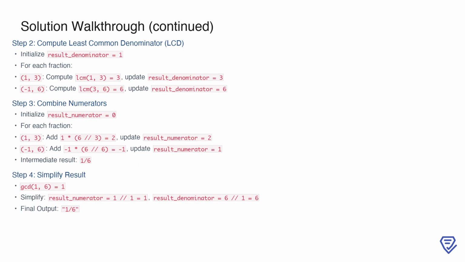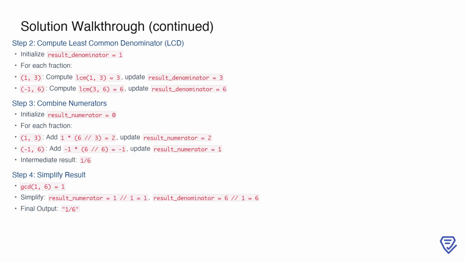To solve the example, we calculate the least common denominator. We start with result_denominator as 1. For the first fraction, 1, 3, the LCM of 1 and 3 is 3, so we update result_denominator to 3. For the second fraction, -1, 6, the LCM of 3 and 6 is 6, updating the denominator to 6. Next, we combine the numerators. With result_numerator initialized to 0, we process 1, 3 first.